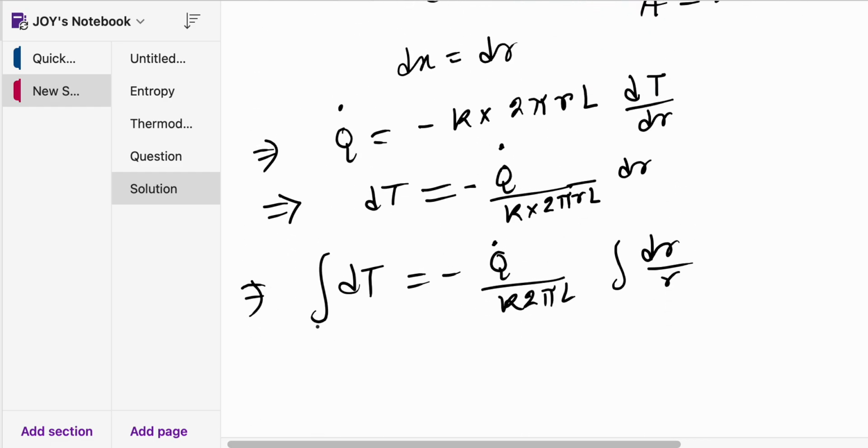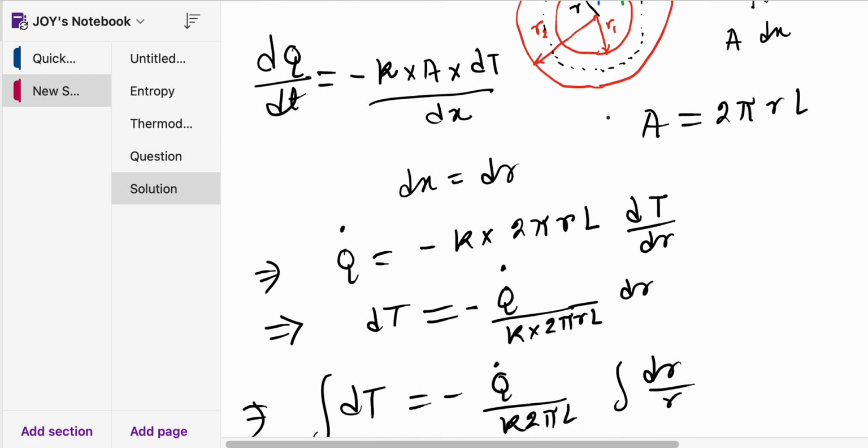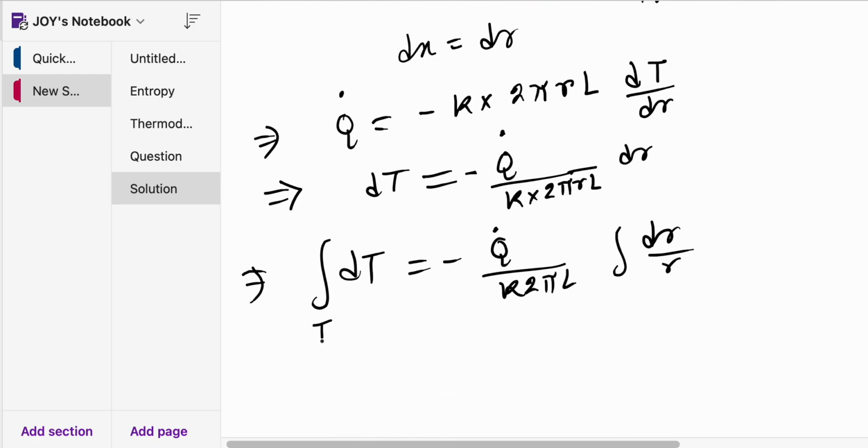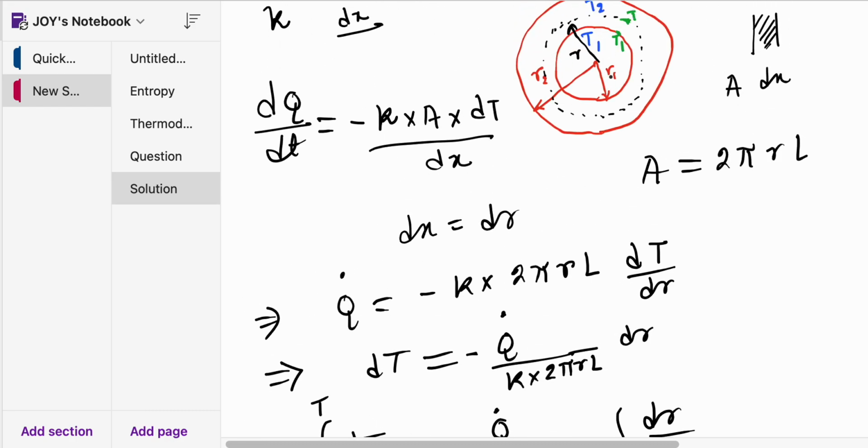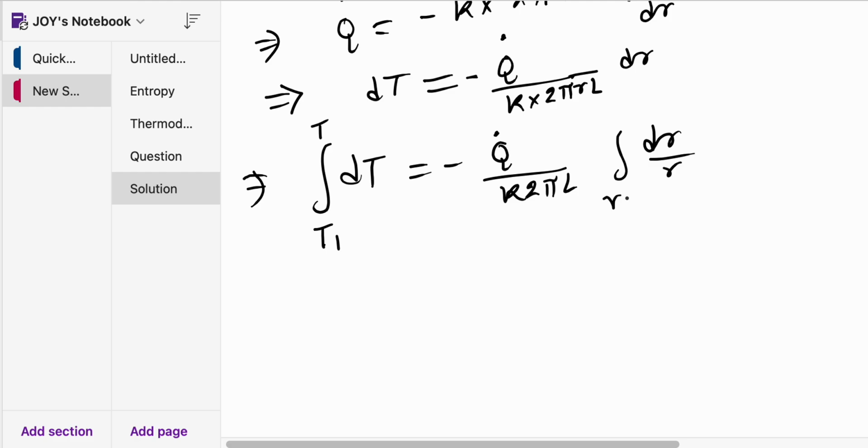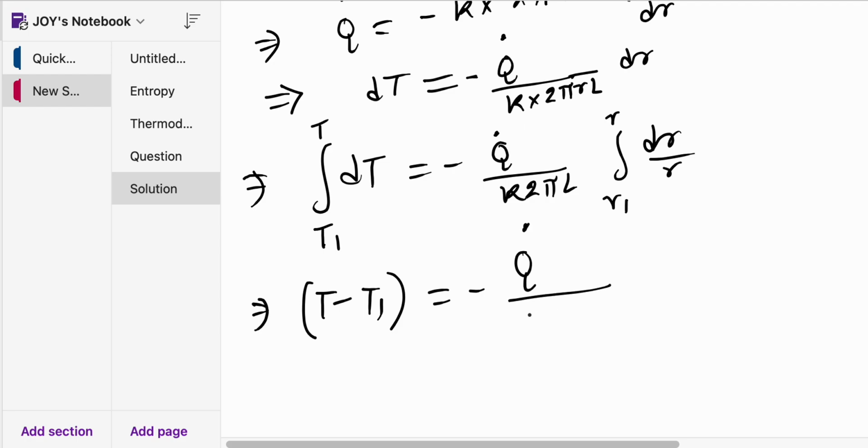So that's why I integrate, so T1 to T is equal to R1 to R. I have to integrate from R1 to R. So what will it give? It will give T minus T1 equal to minus q dot by k 2 pi l into ln r minus ln r1.